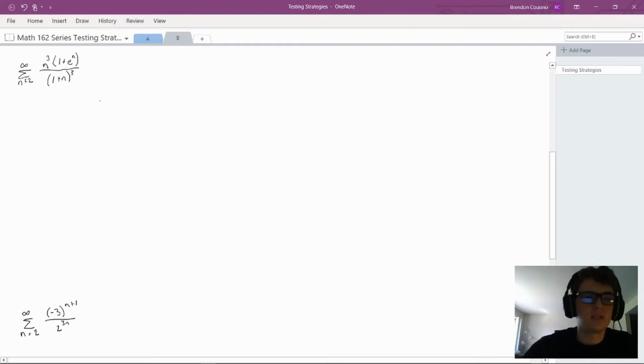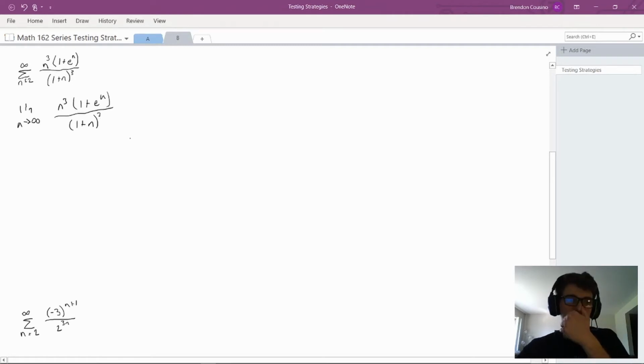Okay, so just like the last one, on this one, let's go ahead and start out with the nth term test for divergence again. So we're going to do the limit as n approaches infinity of n cubed times 1 plus e to the n, divided by 1 plus n cubed. Okay, so to do this limit, what we need to do is expand this term, and then multiply top and bottom by 1 over n cubed.